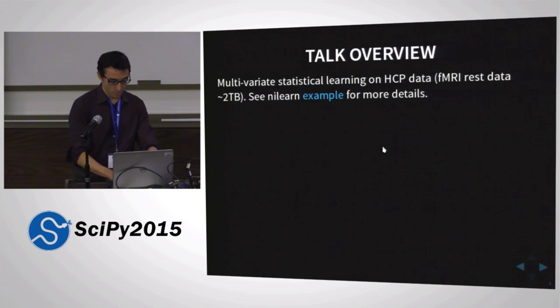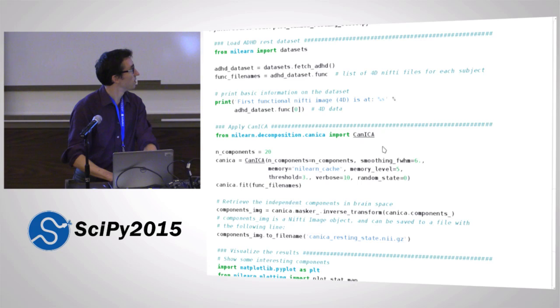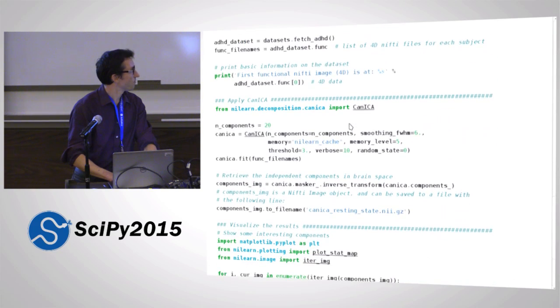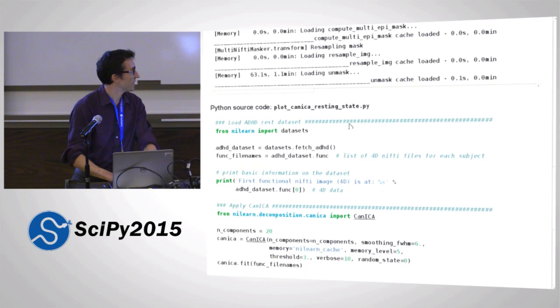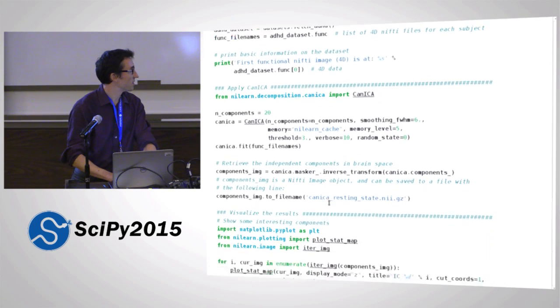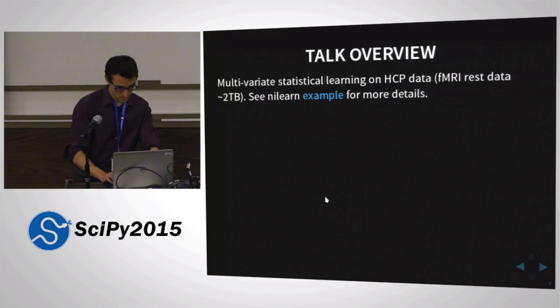You can look at the example. The example script is reasonably small because there's a little bit of code behind it. But you just load the data at the beginning. You have a scikit-learn-like estimator, and you fit it on the data, and at the end you have some visualization to show what it looks like.